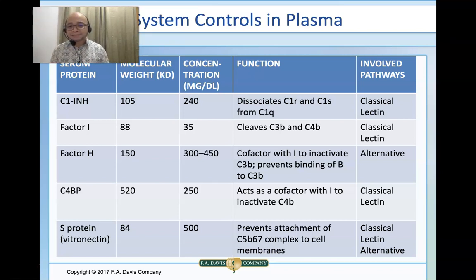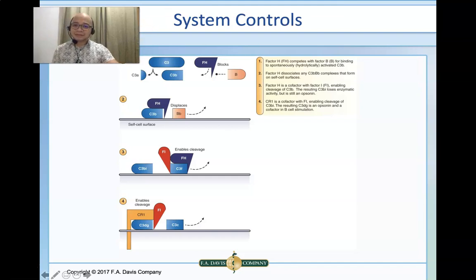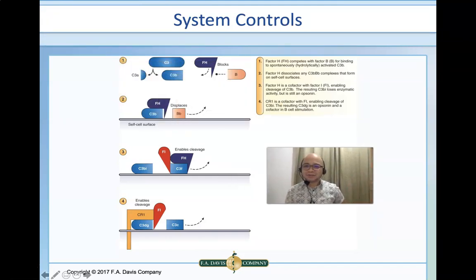C4BP acts as a cofactor with factor I to inactivate C4b. So the pathways affected here are the classical and lectin. And then we also have the S protein, or vitronectin. It prevents the attachment of the membrane attack units such as C5b, C6, C7 to the cell membrane. It affects all pathways, namely the classical, lectin, and alternative pathways. So, in a nutshell, this is how factor H affects a certain pathway.